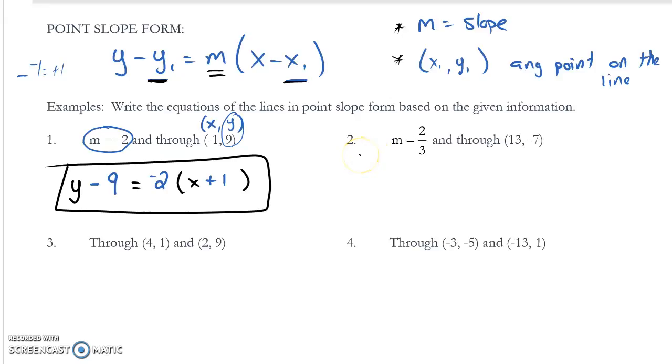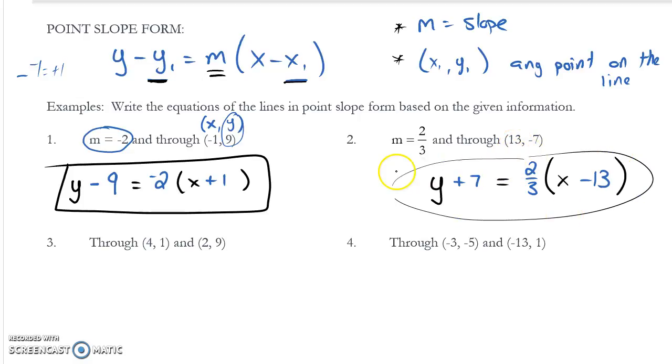Go ahead, take a second here, hit pause, try number 2. And we should get y plus 7, because your y coordinate is a -7, equals 2/3, your slope, times the quantity of x minus 13, because your x coordinate was a positive 13. And that's all I'm asking you guys to do. I'm not asking you to go any further.